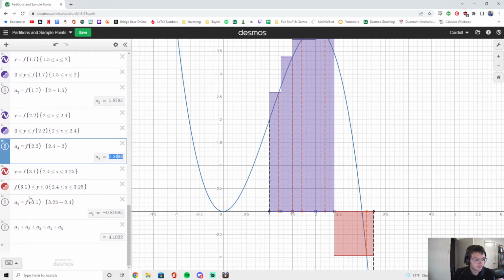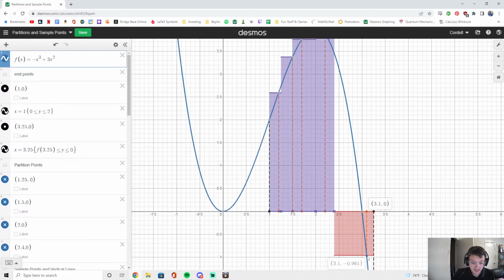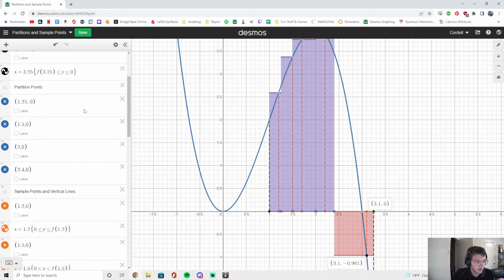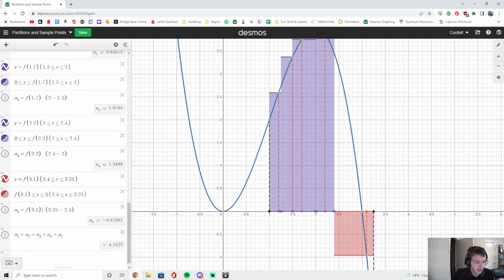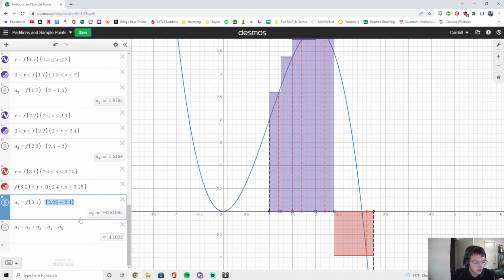And then lastly, A5, this red rectangle, which I'm shading and unshading right here, has a height of f of 3.1, 3.1 because that's the sample point that we chose, which is notably a negative number, right? It has a negative height. It's minus 9.61. Okay, but that's totally okay to have a negative height in this kind of case. And the length of this rectangle, the base length, is of course just the length of the subinterval that we got to choose for the partition.